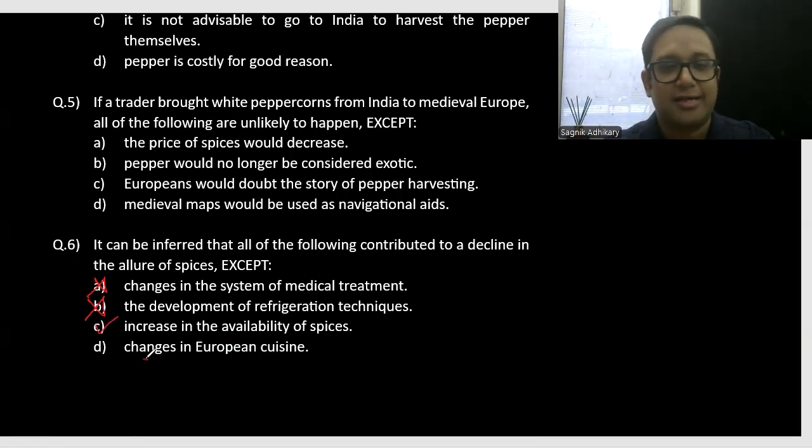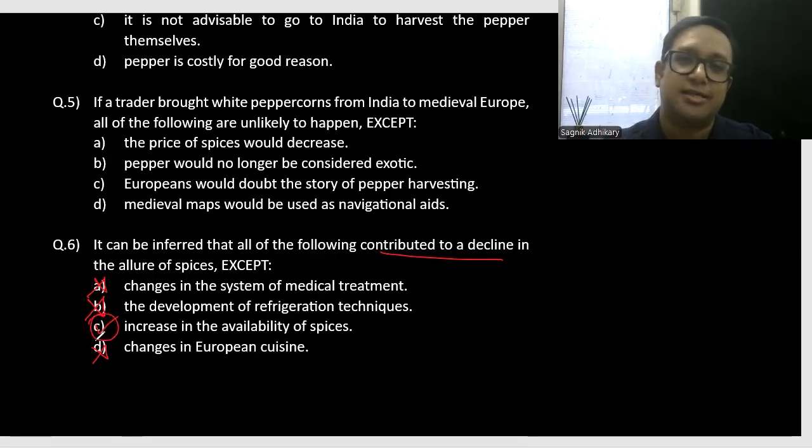We can qualify it. Changes in European cuisine. European cuisine relating to the fourth factor. Spices were hot and dry, so they were appropriate for sauces. If there was a change in European cuisine, this could very well have contributed to a decline in the allure of spices, which means this is also not a valid choice. The answer here is option C.